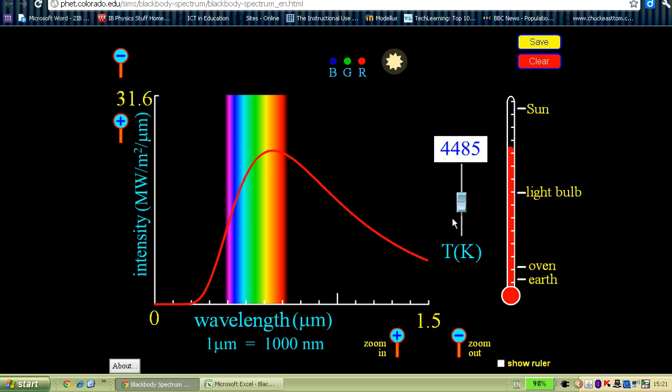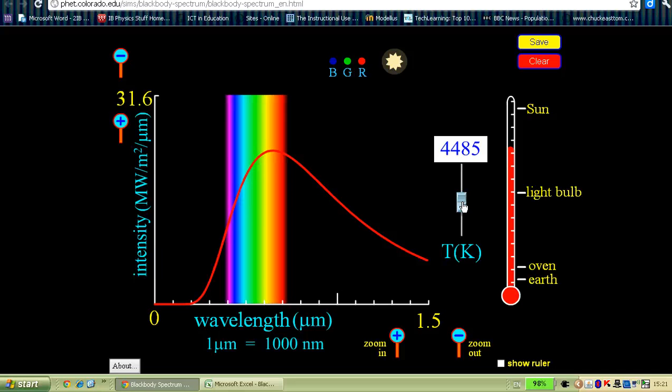With this particular learning object, students have control over the temperature. Students can see that as they increase and decrease the temperature, the black body curve also increases and decreases in intensity, but also moves from the right to the left, showing a change in wavelength.